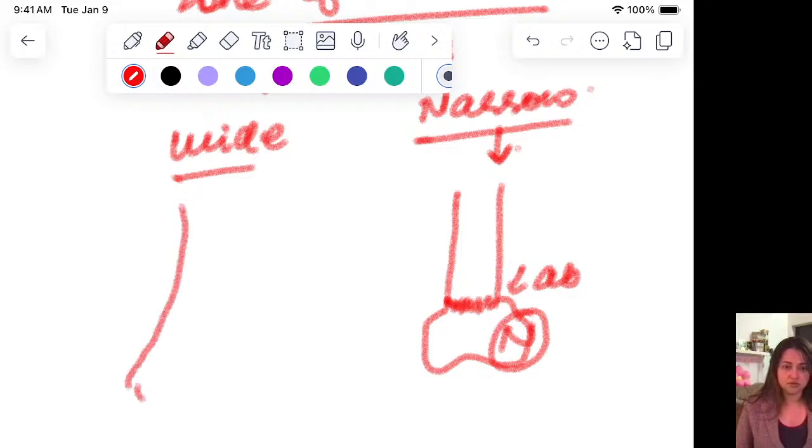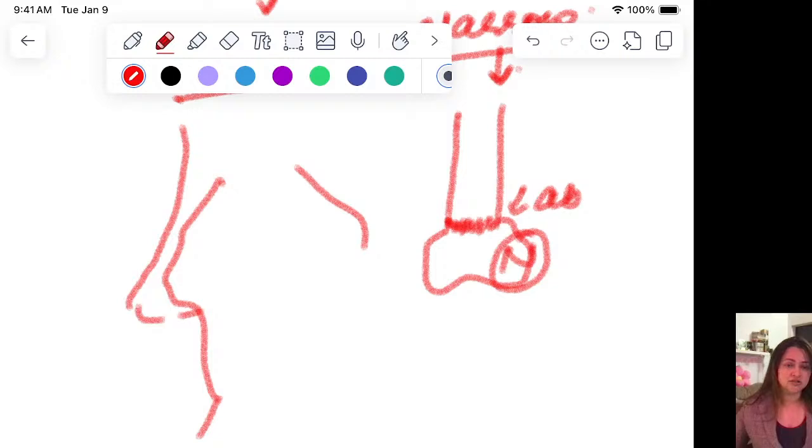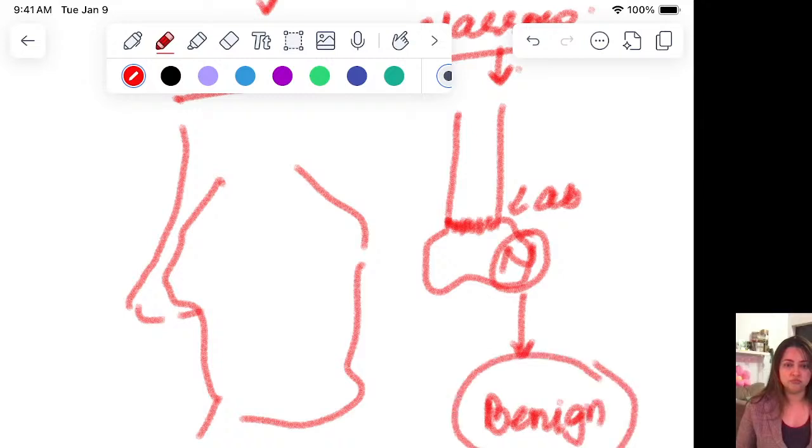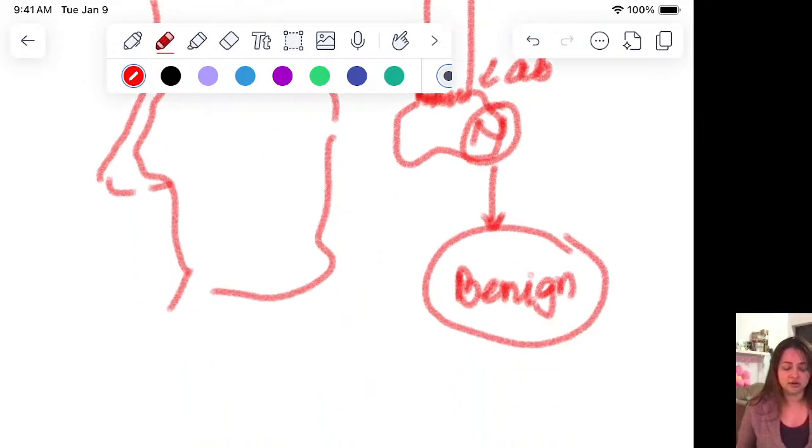Wide zone of transition means the lesion is there, you are not even able to appreciate its boundaries. कहाँ से शुरू हो रहा है, कहाँ से खत्म हो रहा है, you are not able to appreciate that. Okay, so when narrow zone of transition is there, you can properly delineate कहाँ से pathology start हो रही है, कहाँ से खत्म. That's going to point towards the benign etiology. Most likely the lesion is benign.